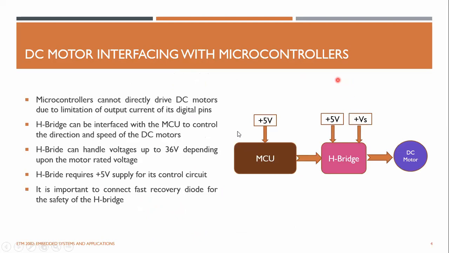Right. So if you want to interface a DC motor with a microcontroller, you can't directly couple the microcontroller to a DC motor, because we know the microcontroller digital output pin can drive only a very small current, typically 40 milliamps. DC motors require currents in the range of amps, right? 1 ampere, 2 ampere, like that. So in that case, we need to have some sort of a DC motor driver.